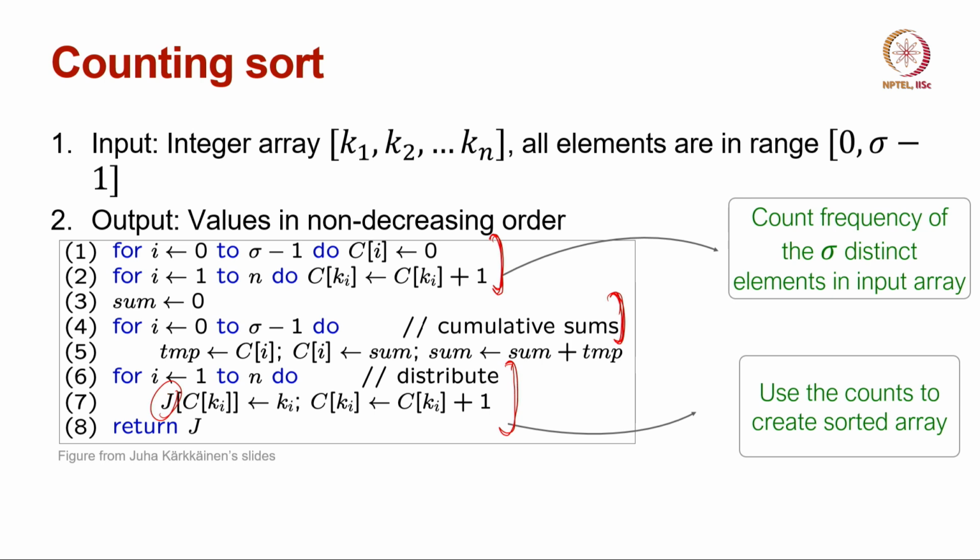This algorithm has a runtime that is linear in terms of the input array, and also linear in terms of the value sigma, because here we are running a for loop from 0 to sigma minus 1 to calculate the cumulative sums. Therefore, the runtime of this algorithm is n plus sigma, where n is the size of the input array and sigma is the range of the elements of this array. So sigma is the upper bound of the elements in this array.